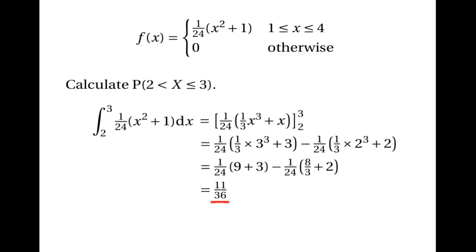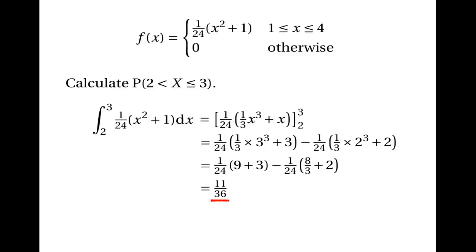One other question to do with this probability density function. What's the probability that x is greater than or equal to 2 and less than or equal to 3? Well, this is another trick question. The answer is the same as before. Because the probability that x is exactly equal to 2 will be 0, and so there's no difference between the chance that x is greater than 2 and less than or equal to 3 and the chance that x is greater than or equal to 2 and less than or equal to 3.